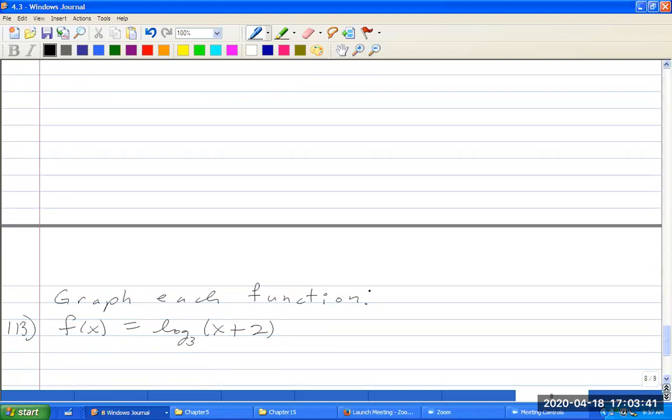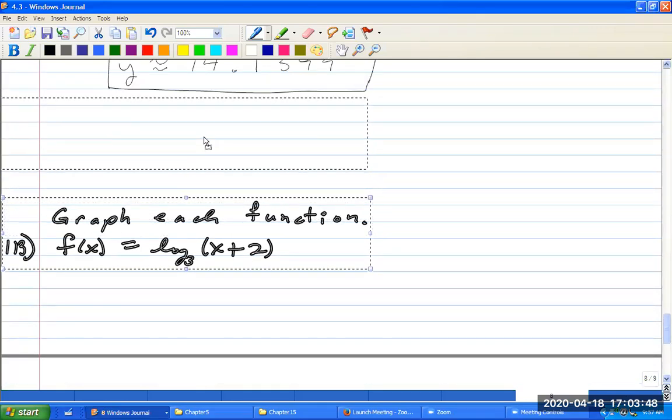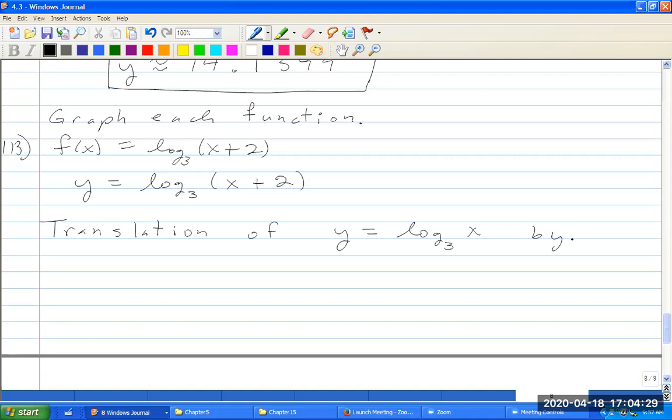Okay, let's do problem 113. Graph each function. So let me write this as y equals log base 3 of x plus 2. So in this case, this is just a translation of y equaling log base 3 of x. I'm replacing x by x plus 2, which shifts the graph 2 units to the left.